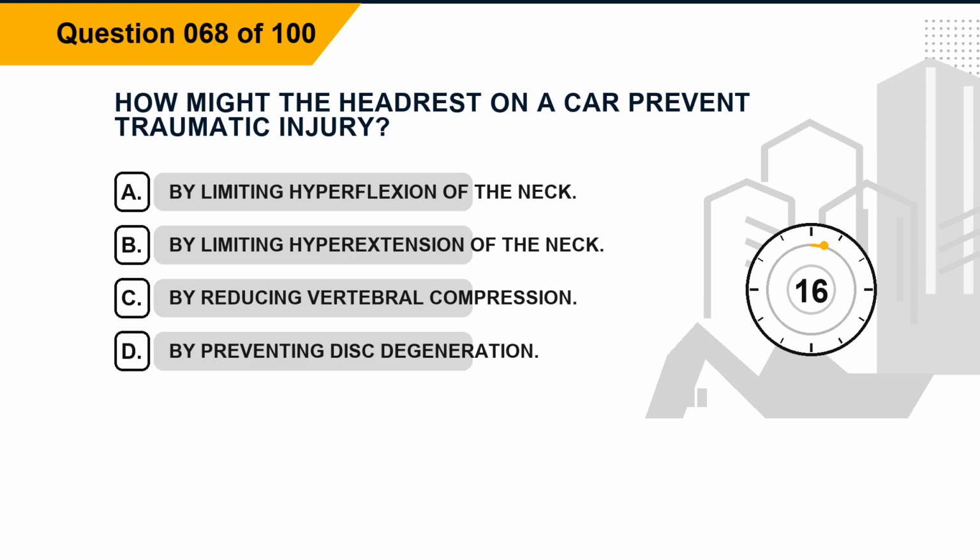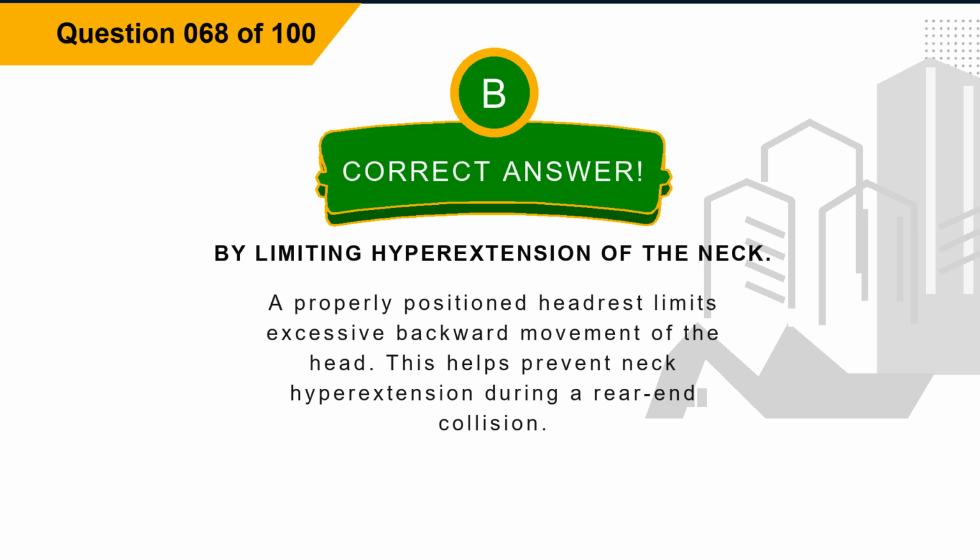Question 68. How might the headrest on a car prevent traumatic injury? Option A, by limiting hyperflexion of the neck. Option B, by limiting hyperextension of the neck. Option C, by reducing vertebral compression. Option D, by preventing disc degeneration. The correct answer is option B, by limiting hyperextension of the neck. Explanation. A properly positioned headrest limits excessive backward movement of the head. This helps prevent neck hyperextension during a rear-end collision.